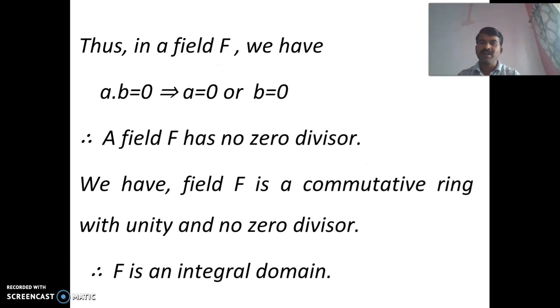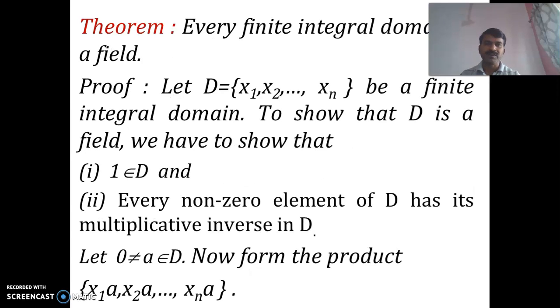Thus, in a field F, A dot B equal to 0 implies either A is 0 or B is 0. Therefore, a field F has no zero divisors. We have that field F is a commutative ring with unity, because the unity element exists, and also has no zero divisor. Therefore, F is an integral domain.